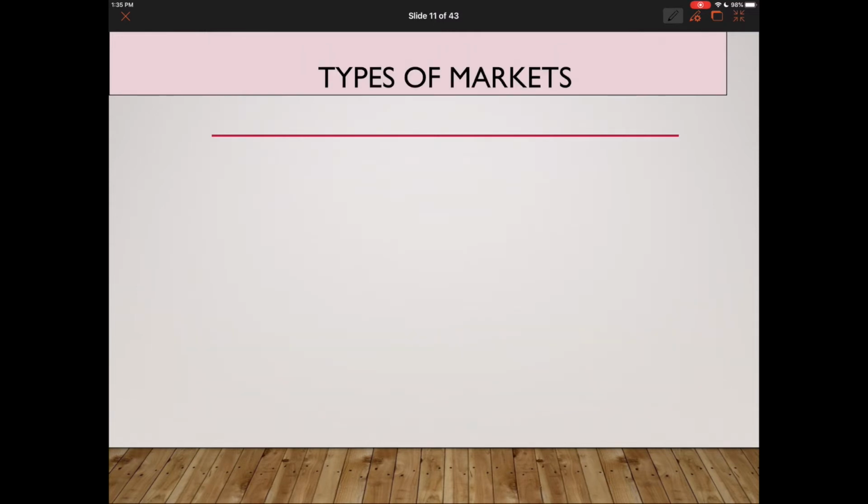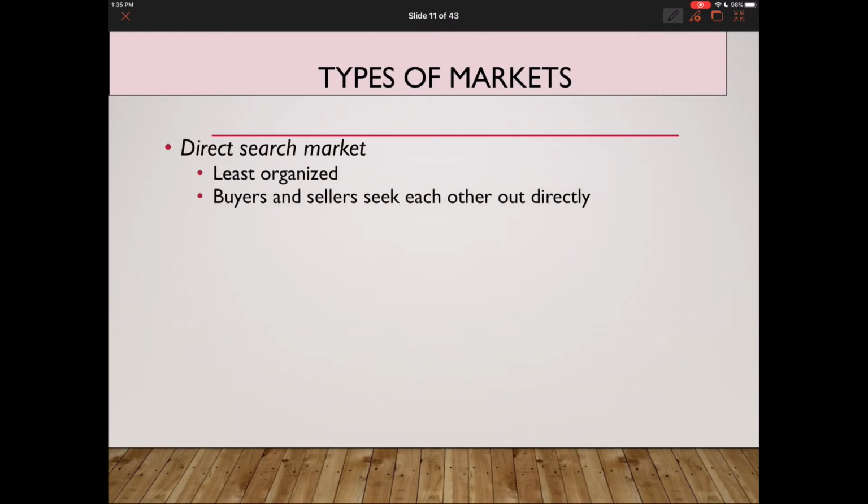So next up, we're going to discuss types of markets. There are 4 types of markets in which these securities are traded. The first is a direct search market. This is your least organized of the 4 markets that we will discuss. This is where buyers and sellers seek each other out directly. So this involves sporadic participation, typically non-standard goods.